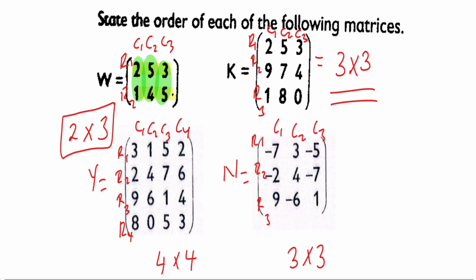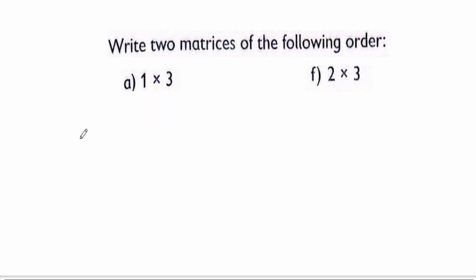Now let's go to the other question. It's asking you to write 2 matrices of the following orders, 1 by 3 and the other one 2 by 3, which is also very simple. Now 1 by 3 means 1 row and 3 columns. I can write any matrix, as long as it has 1 row and it should be 3 columns, 1 by 3.